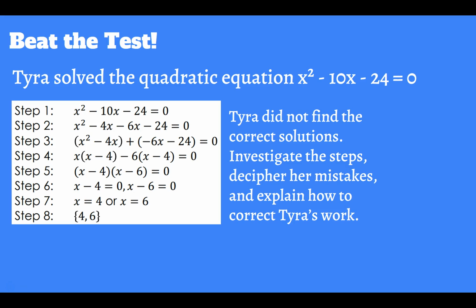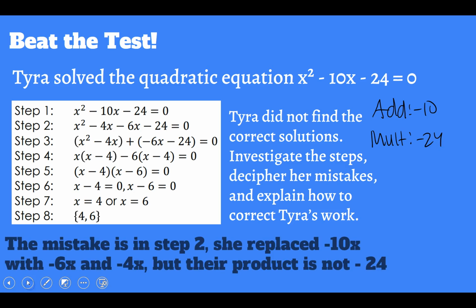No. So they didn't satisfy what we needed. They were supposed to add to give me negative 10 and multiply to give me negative 24. Negative 4 and negative 6 is not correct. What should she have used instead?